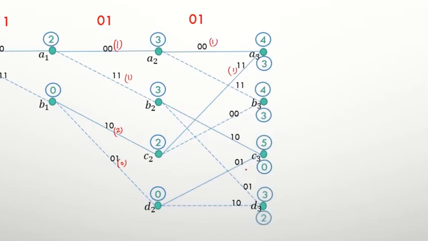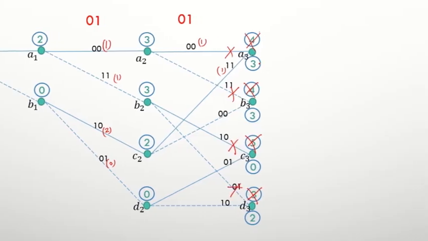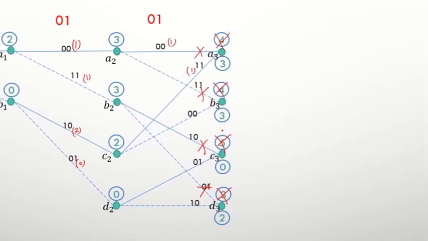And at this point, we cannot proceed further. The reason is we have two metrics for a single node. So at this point, we have to eliminate the highest metric. So here 4 and 3, the highest metric is 4. It is eliminated, and its path should also be eliminated. And here 4 and 3, the metric and its path gets eliminated. 5 and 0, the maximum metric and its path. And here 3 and 2, here 3 gets eliminated along with its path. Now we have only one metric for every node.